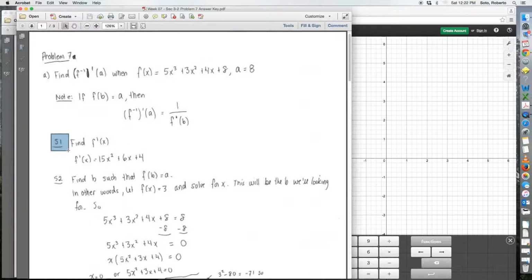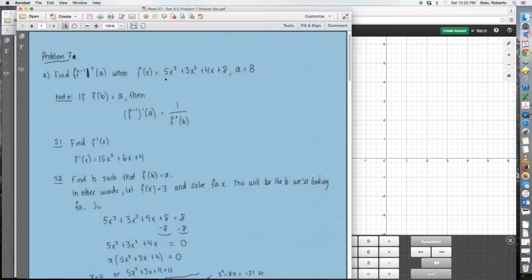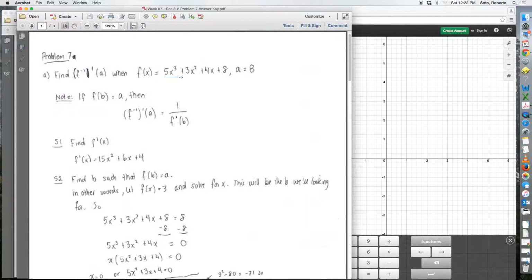Step number 1, first find the derivative of f. This is something you guys can do. You know the derivative of 5x cubed is 15x squared. You know the derivative of 3x squared is 6x. You know the derivative of 4x is 4. You know the derivative of 8 is 0. And so right here you'll see this is the derivative of f.